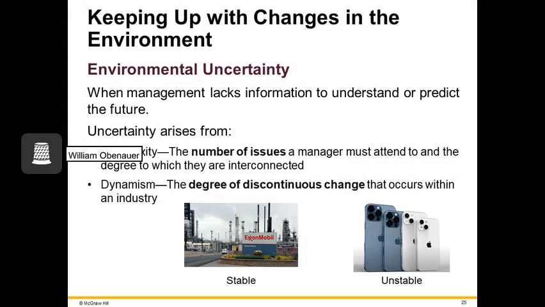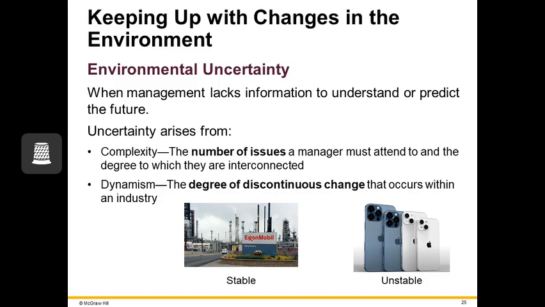Within our competitive environment, there can also be environmental uncertainty. This is when management lacks the information to understand or predict the future. Uncertainty can arise from complexity, or the number of issues that a manager has to handle, or it can arise from dynamism, or the degree of discontinuous change that occurs within the industry. Now, what do we mean by discontinuous change?